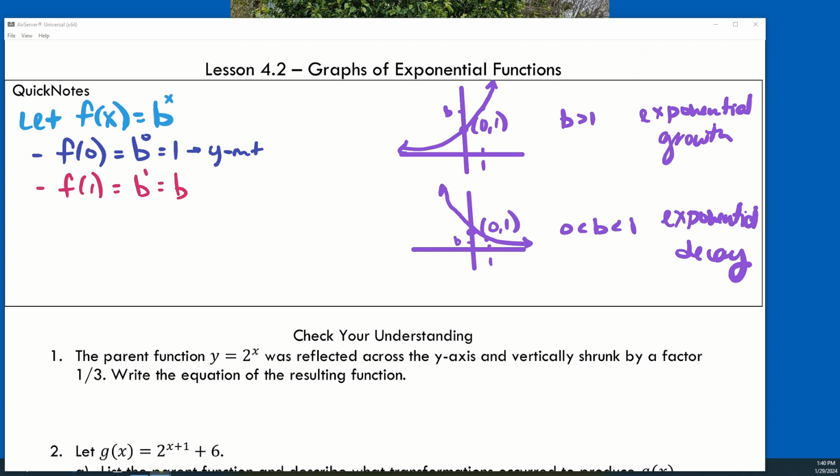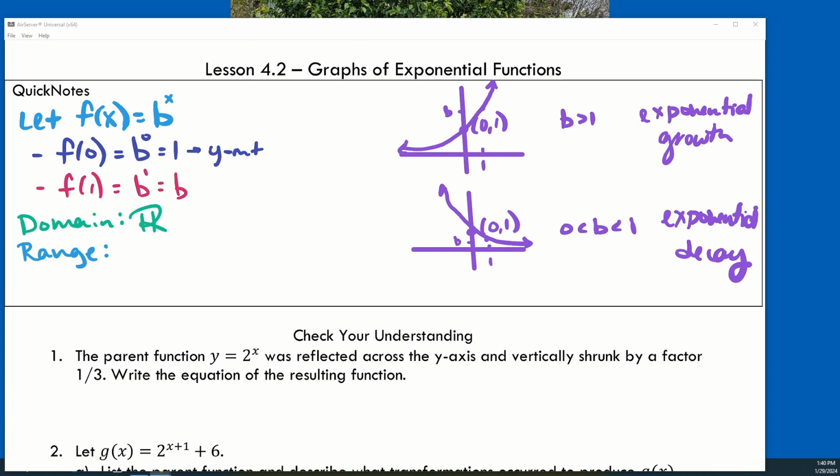Both of these graphs have the same domain. So if you have an arrow pointing to the right and you have an arrow pointing to the left, what should your domain be? All real numbers. So there is no restrictions on what the exponent can be. It can be anything. But there are restrictions on what the y can be.